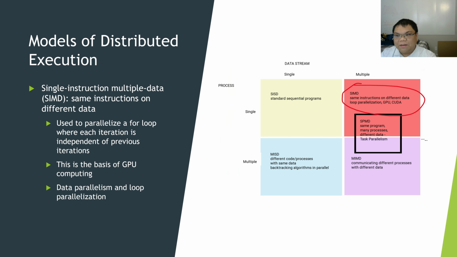Same instructions on different data, or single instruction, multiple data. Well, this is exactly what we did with OpenMP. We had a lot of data, but we wanted to use the same exact set of instructions on it. Single instruction, multiple data. So we're doing the same thing on a lot of data. This is also the basis of all sorts of GPU computing, where you have the same operation being done over and over again. It's a bit of a tangent.